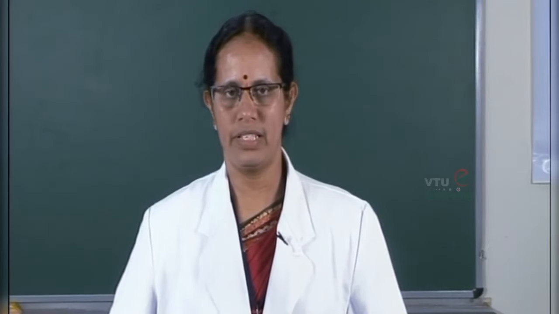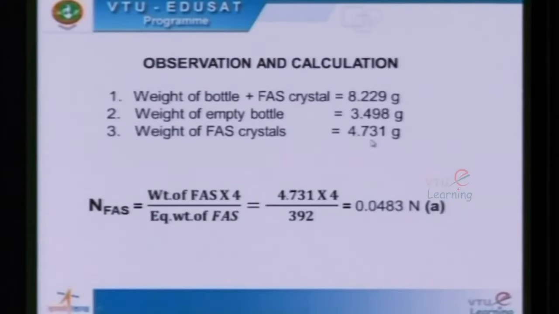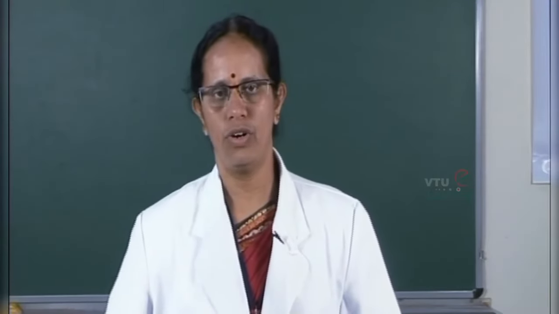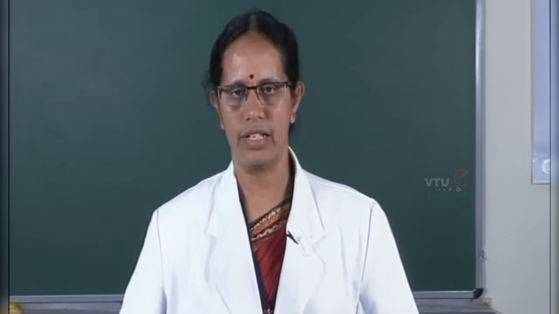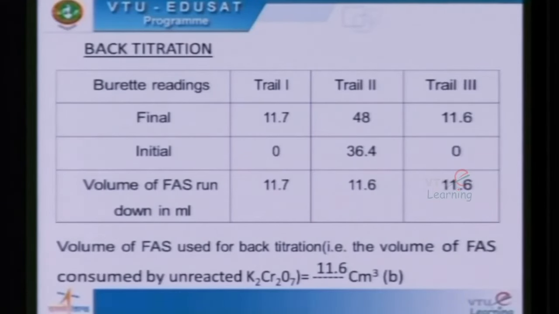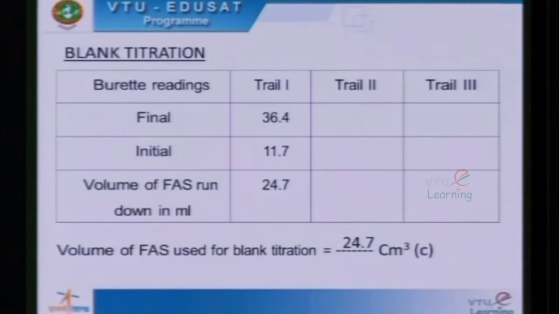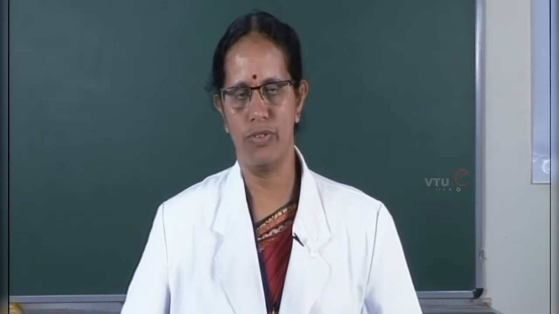Observation and calculations of the experiment. The amount of FAS crystals that has been transferred to prepare the standard solution is 4.731 grams. Normality of FAS solution is 0.0483 N. The readings of the back titration are tabulated as follows. Volume of FAS used for back titration, that is the volume of FAS consumed by unreacted potassium dichromate, is 11.6. The blank titer value is 24.7. The calculation part is as follows.